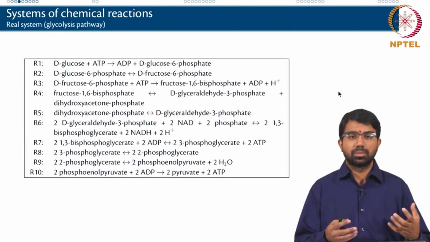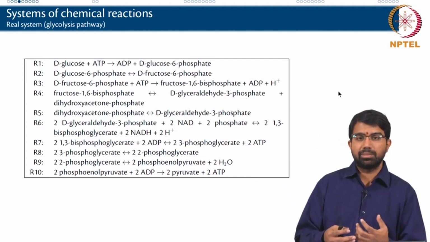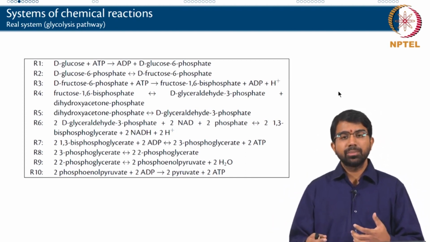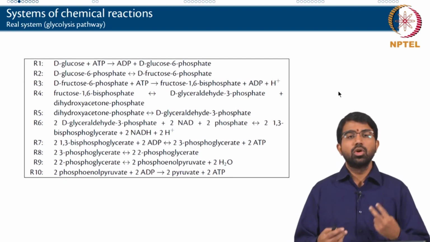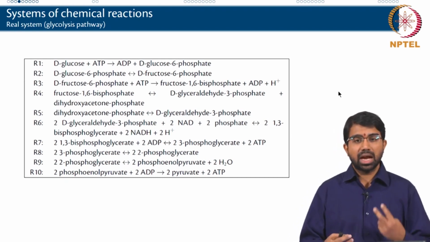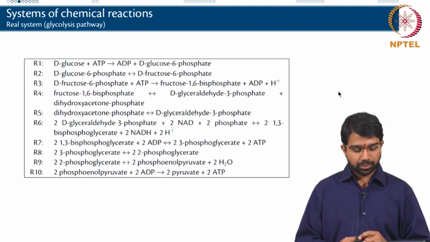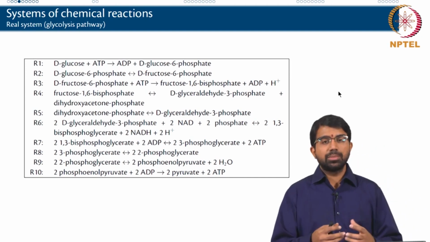It starts from D-glucose plus ATP giving ADP plus glucose 6-phosphate, and you have about 10 reactions finally culminating in the production of 2 moles of ATP and 2 moles of pyruvate from 1 mole of glucose. So, this is very important.